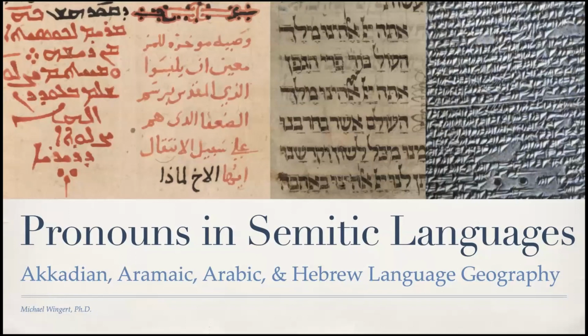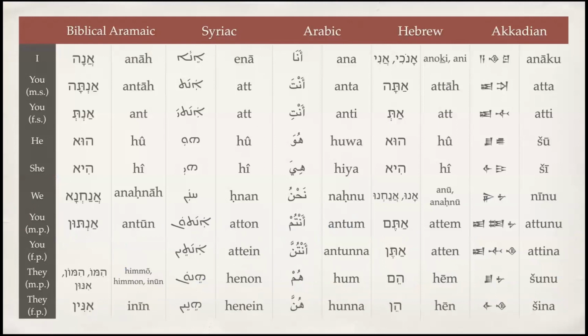The nice thing about Semitic languages is that they're so similar, and you can kind of see where geographically points of divergence happen. If you don't know pronouns in any Semitic language, consider this an introduction. If you've learned pronouns in one of these languages, now you get a chance to see them across the board. So I included Biblical Aramaic and Syriac just because many people who start studying Aramaic may start with Biblical Aramaic, others may start with Syriac.